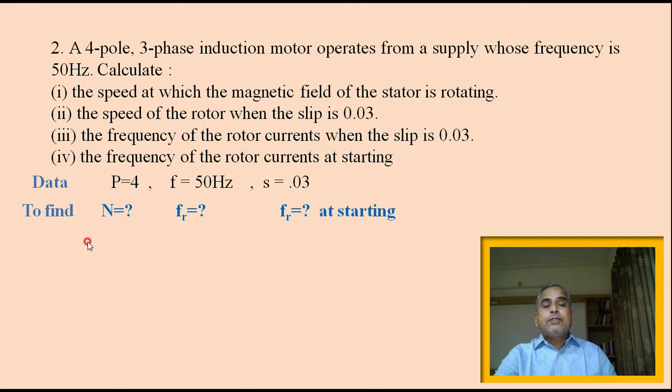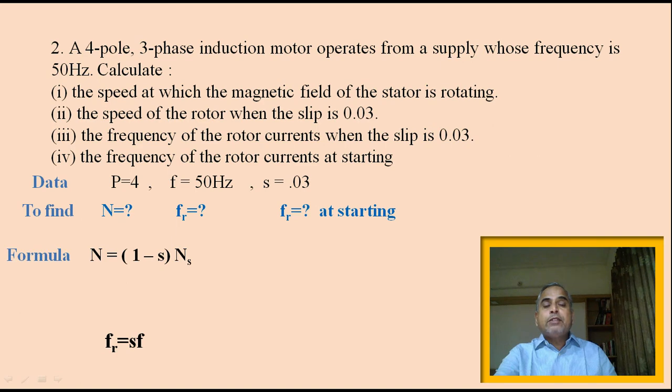Okay. We have to start with ns. The rotor speed is n is equal to (1 minus s) into ns, and the rotor frequency is s times f. These are the formulas to calculate the rotor speed and rotor frequency. The first thing he asked is the speed at which the magnetic field is rotating. To calculate n also we need ns, and he also asked for ns.